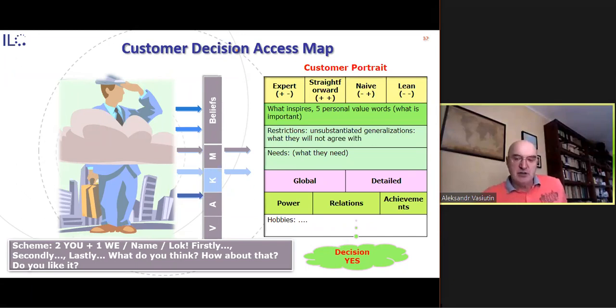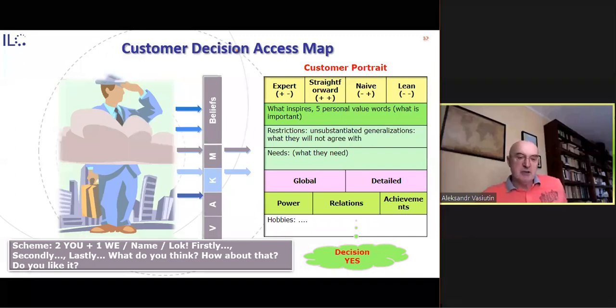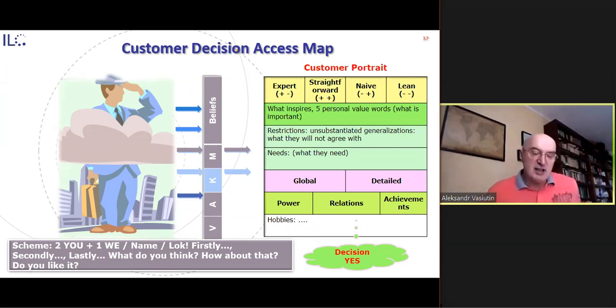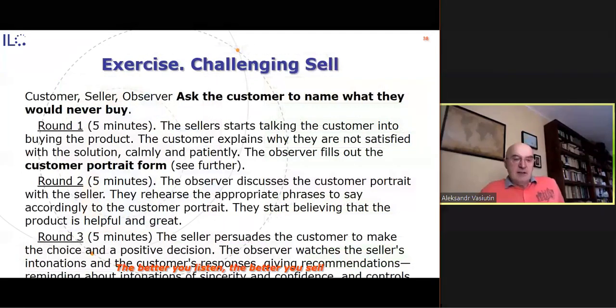Also, always use this formula: 2 you, 1 we. Tom, you work there and there, you do this and that, and we work with the following. And then, secondly, you get this and that. Firstly, secondly, lastly, what do you think? How about this? Do you like it? How do you find it? So make some short phrases, not longer than 20 seconds, and make your proposal. So these are the most efficient techniques to use.